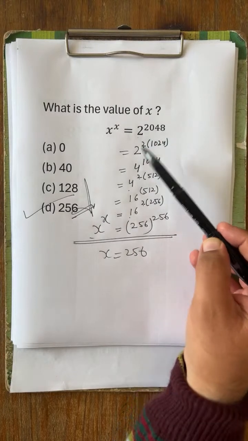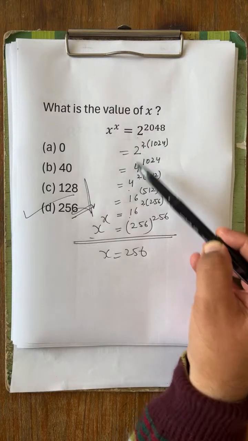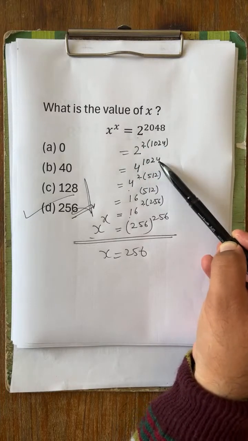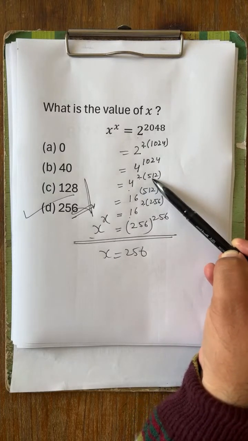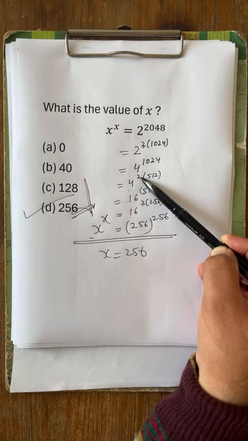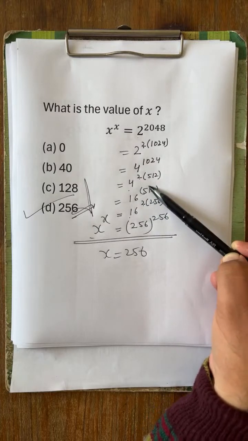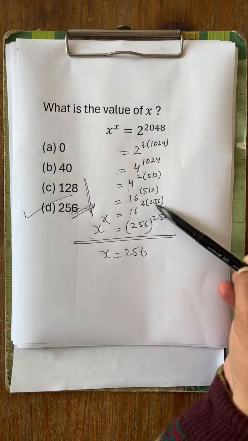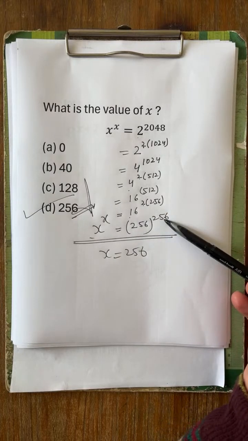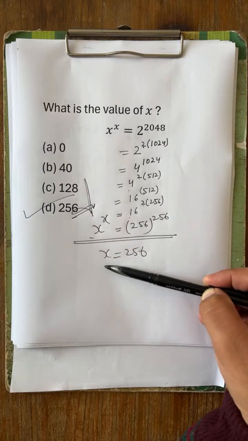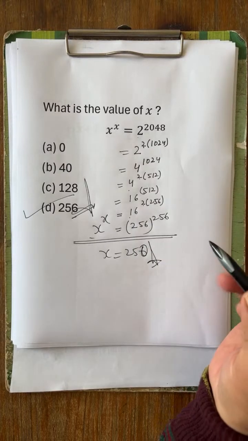2048 can be written as 2 power 2 into 1024. 2 power 2 is 4 power 1024. 1024 again can be written as 2 into 512. Now 4 power 2 is 16. It becomes 16 power 512. 512 can be written as 2 into 256. 16 power 2 is 256 power 256. That implies x is equal to 256 will be our answer.